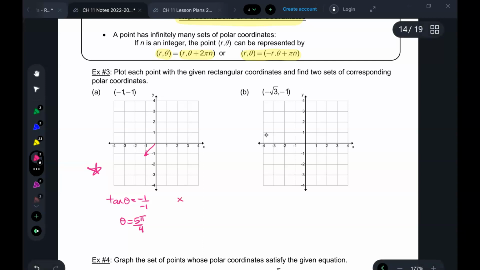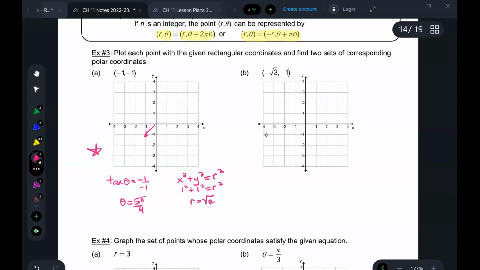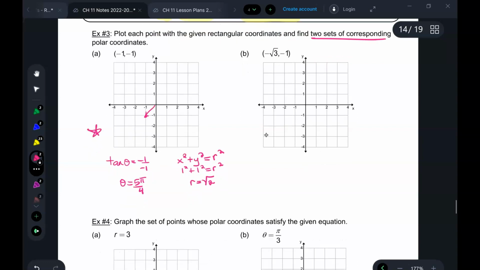And then we also need to find r. We have x squared plus y squared equals r squared. So we have 1 squared plus 1 squared equals r squared. So r is the square root of 2. So we want to find 2 sets of corresponding polar coordinates. I'll use the first one: r is root 2 and theta is 5 pi over 4. Now, if I want to find a second set, we can either keep r positive and add or subtract 2 pi, or I can change the root 2 to be negative, and I could subtract or add a multiple of pi. I'll subtract pi, and that'll just give me pi over 4.